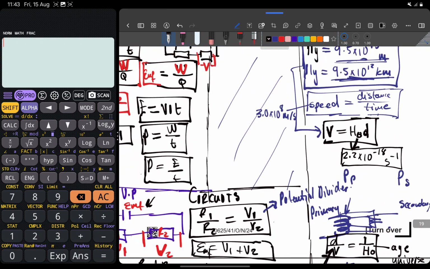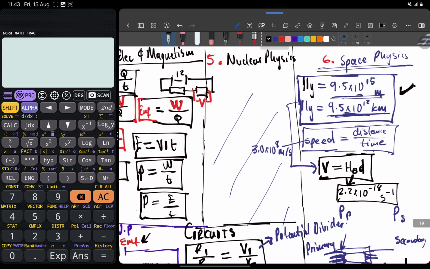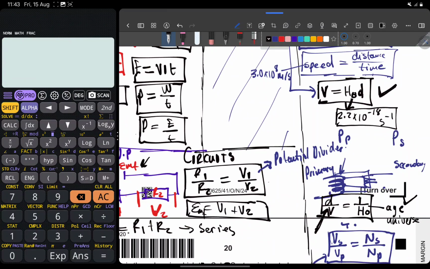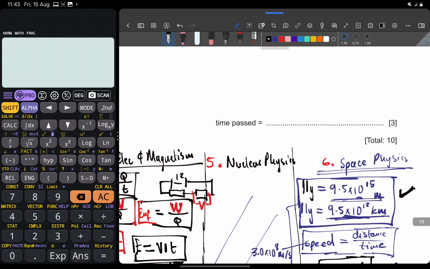How easy. Then remember, V is H0 times D. First we gave you what 1 light year means. Then I gave you that V is H0 times D, which is Hubble's law. Then I gave you the age of the universe, which is 1 over H0. So V is H0 times D. Do not forget that. V is H0 times D.